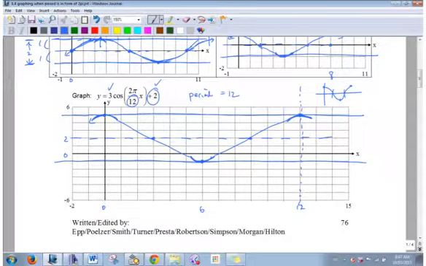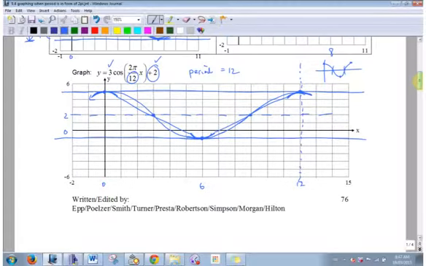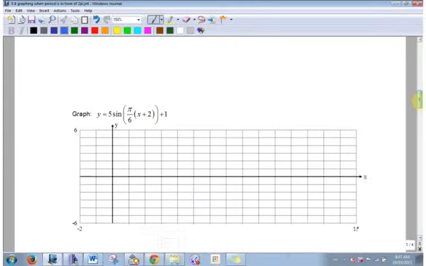Okay? That's not a good one, but what it actually would look like is more like that. But hey, it's a lot better than some of you guys' waves. All right? Let's keep going.